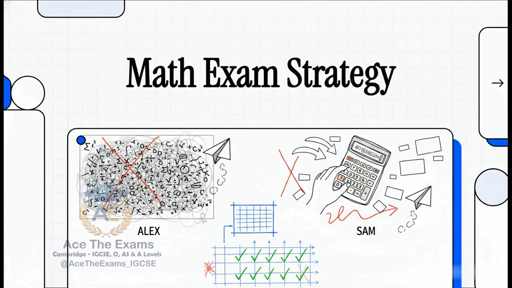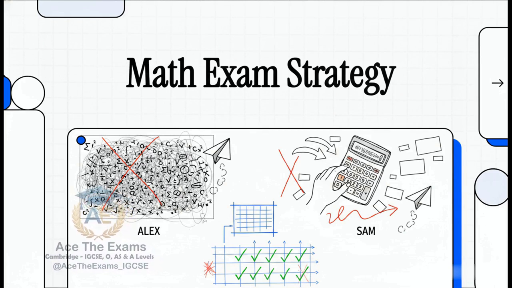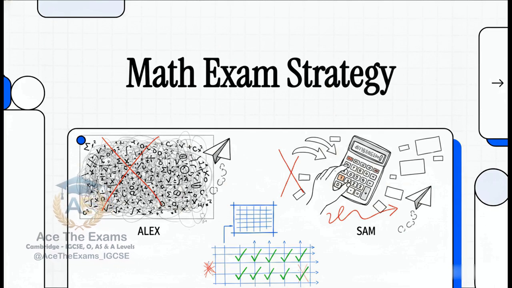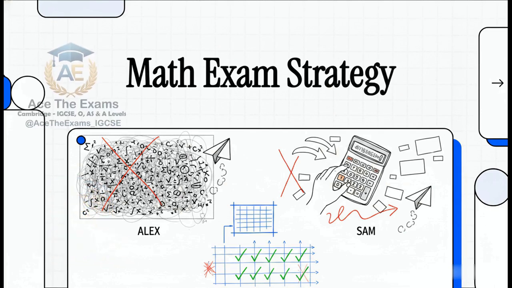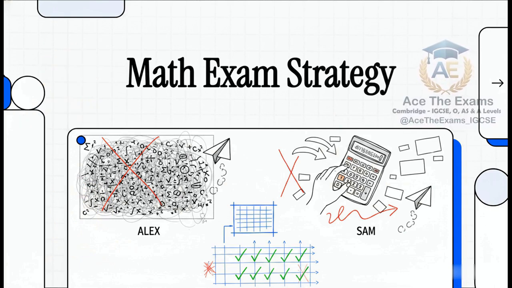I want you to picture two very different students taking this exam. First, we've got Alex. Now, Alex is a classic case of cognitive overload. When confronted with a massive, complex calculations question, Alex just panics and dumps every single formula they can remember right onto the paper. No analysis, no strategy, just hoping something sticks. And guess what? The examiner's red pen just circles the whole mess.